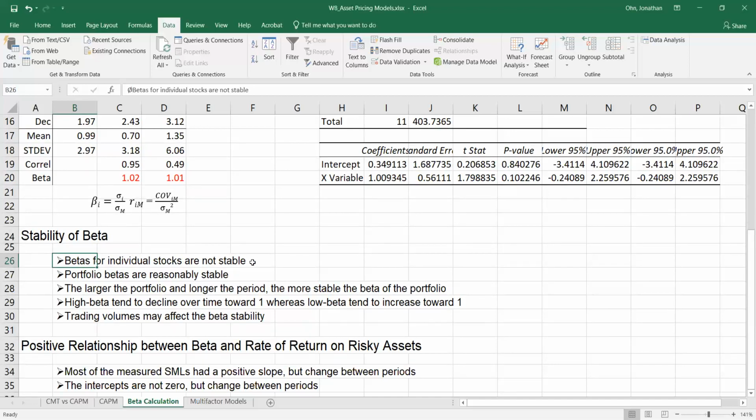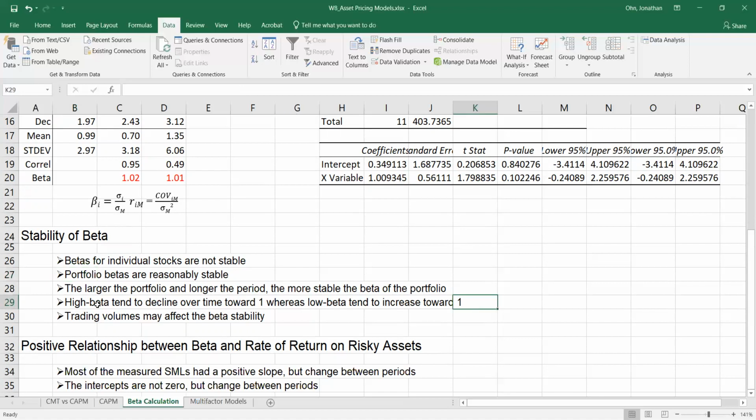Beta for individual stocks is not stable. Portfolio betas are reasonably stable. If you estimate beta for a well-diversified portfolio, that is relatively stable. Individual stock beta is usually not very stable. And the larger the portfolio and the longer the period, the more stable the beta of the portfolio. High betas tend to decline over time toward 1, whereas low betas tend to increase toward 1.